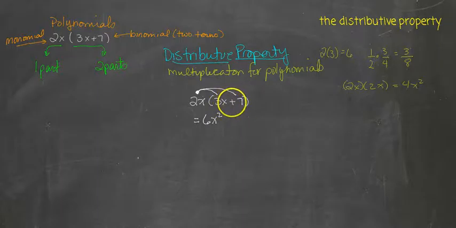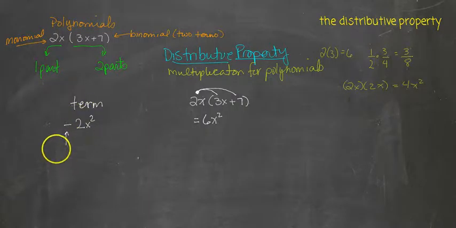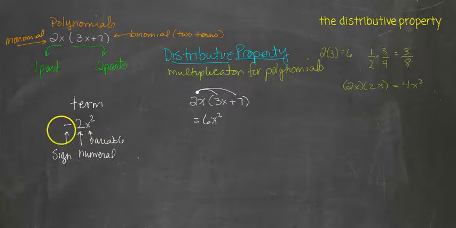So the way to think about it is to think about a monomial or a term as having, let's go with minus 2x squared, the sign part, the numeral part, which we call the coefficient, and the variable part. So we have these different parts, but think about the sign as being a part of the actual term. So if I multiply 2x times 7, it's a plus 2 times a plus 7.